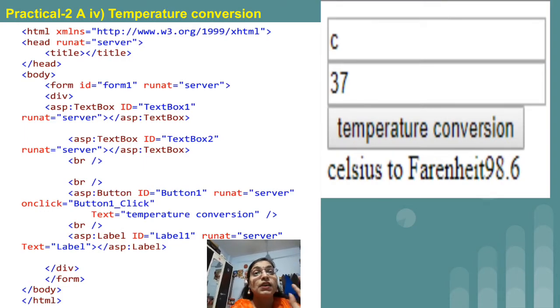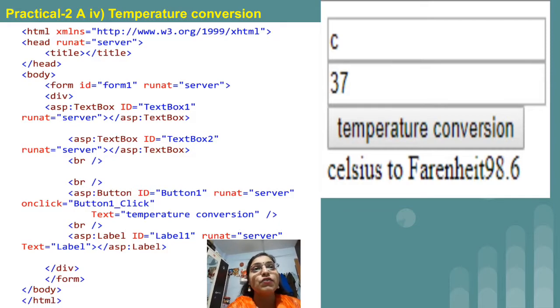For this practical, the interface I have decided is that I have taken two text boxes from the toolbox, one button, and one label. So in total 4 controls are there: two text boxes, one button and one label. Just see the ASPX code, then you will have a clear idea. In the first text box we are going to take the value as C or F.